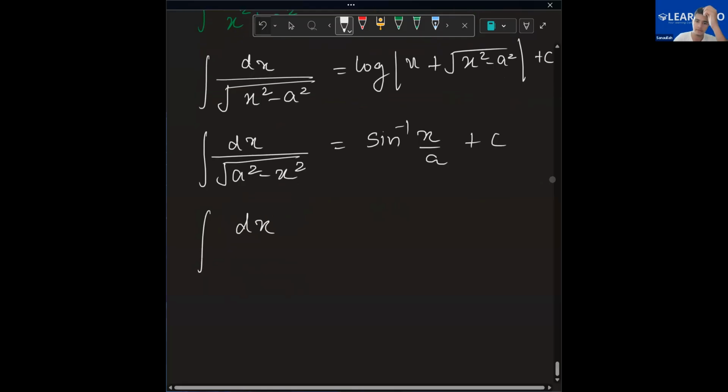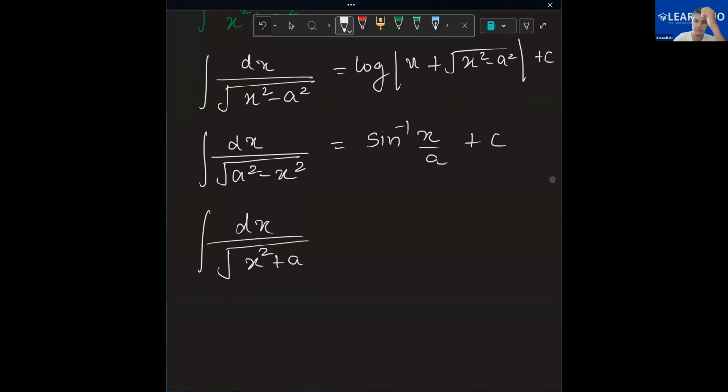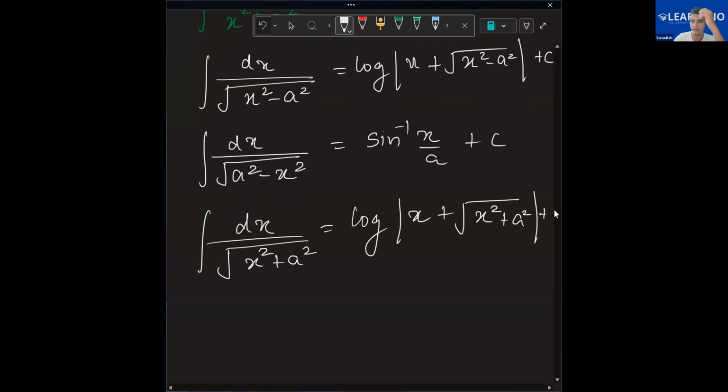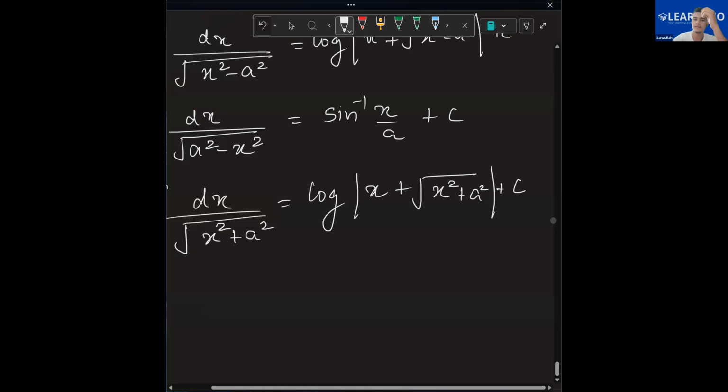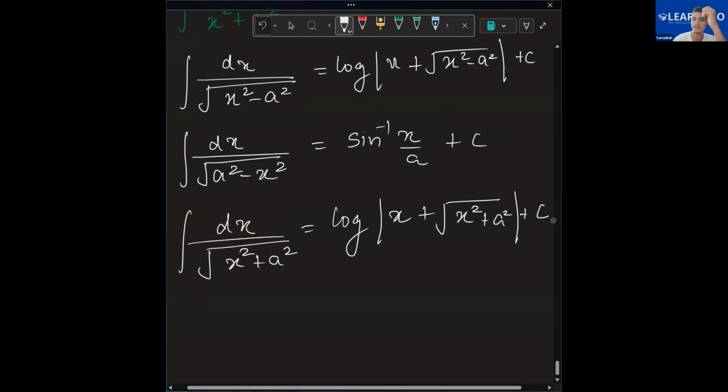And the last, we have dx upon under root x square plus a square. Its answer will be log of x plus under the root x square plus a square plus c.